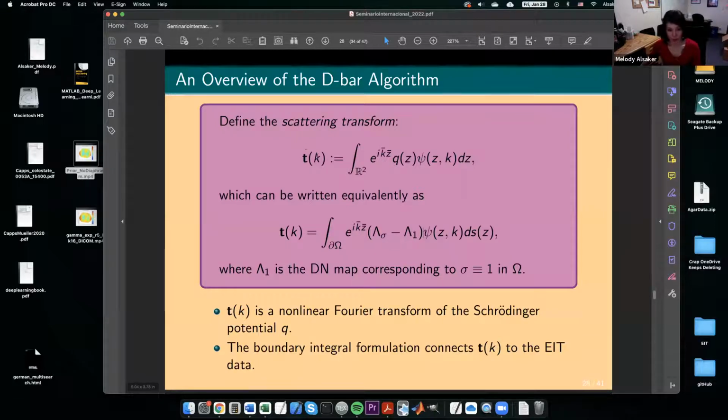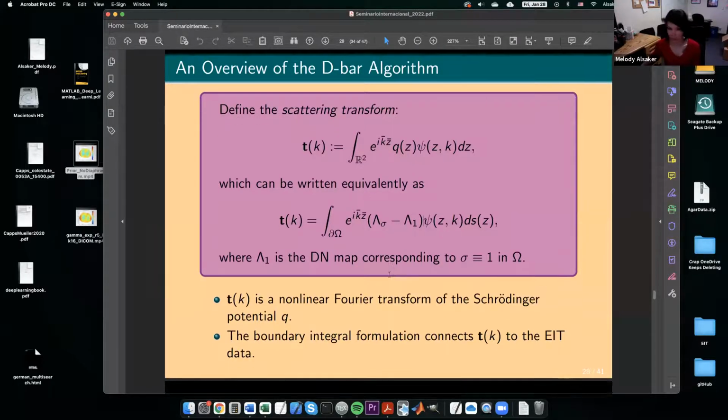And so this scattering transform, we can think about as a nonlinear Fourier transform of the Schrodinger potential. In fact, because psi is asymptotically equal to e to the ikz, you can do a little bit of algebra here and show that for large values of k and large values of z, this does actually approach the usual linear Fourier transform of the Schrodinger potential Q. And the boundary integral formulation then connects that scattering transform to the EIT data.